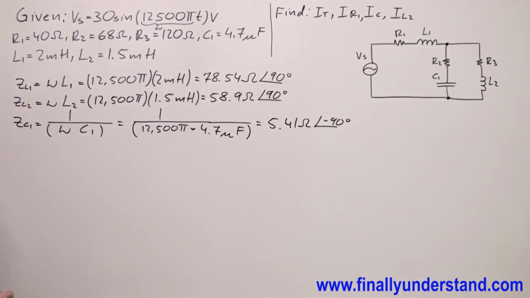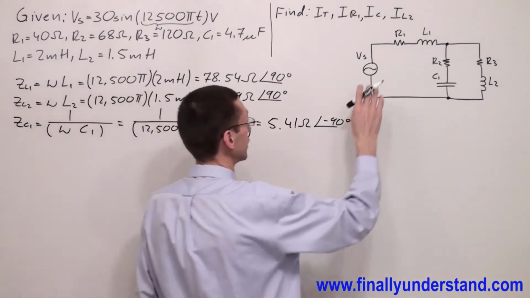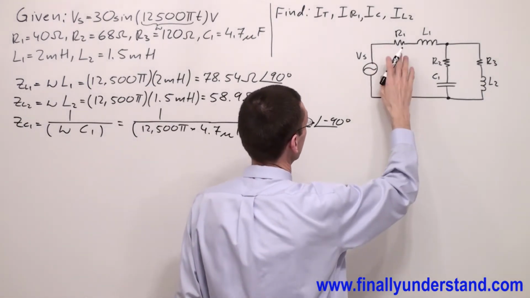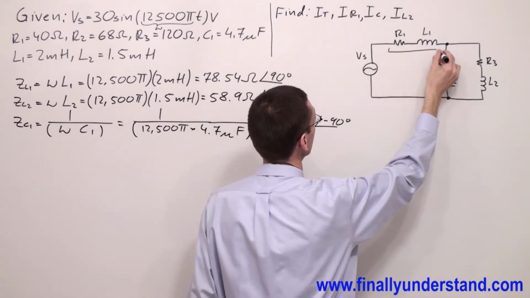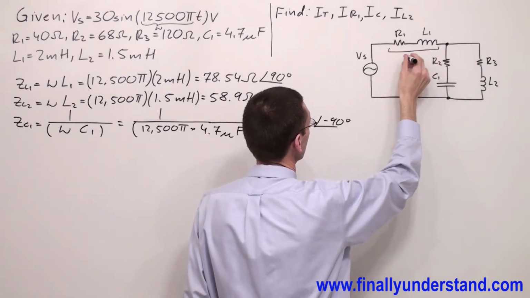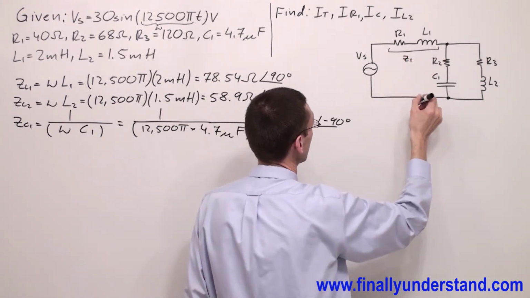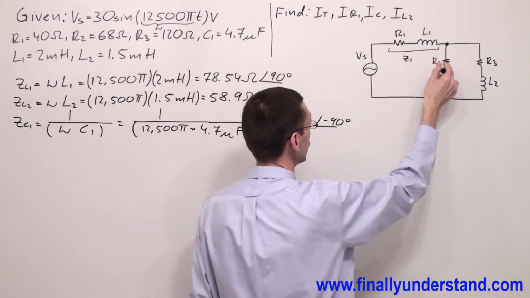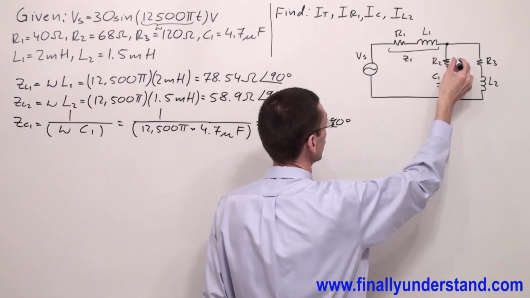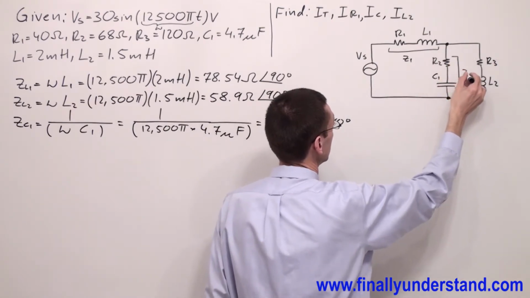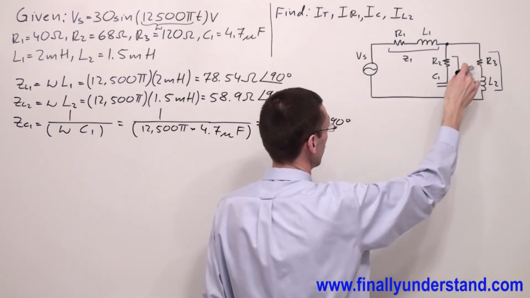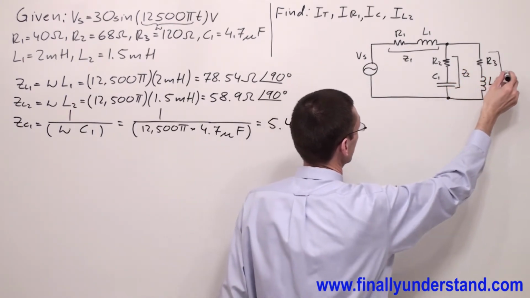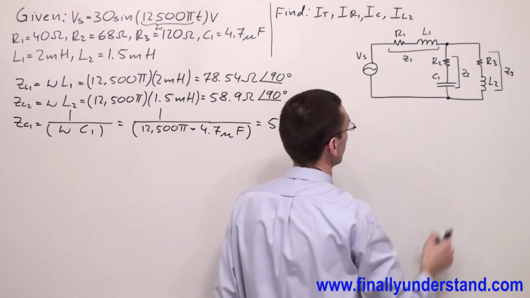Next, I'm going to just look at the diagram and say, okay, I have two components in series, so I'm going to combine them together and I'm going to call this Z1. I have R2 in series with C1, I'm going to call this Z2, and I have another two components in series, I'm going to call this Z3.